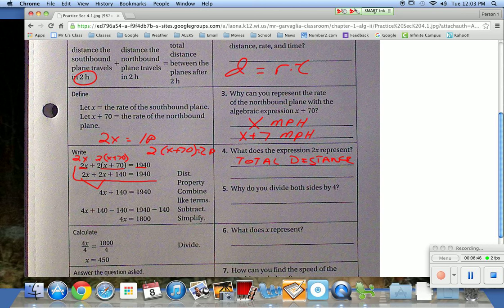All right. Now, one way I showed you before is I would subtract this 140 from it and subtract 140 from this side. So I would end up with my 1800. 4x here equals 1800, right? And now I would divide this by 4 because we're trying to get this x by itself.